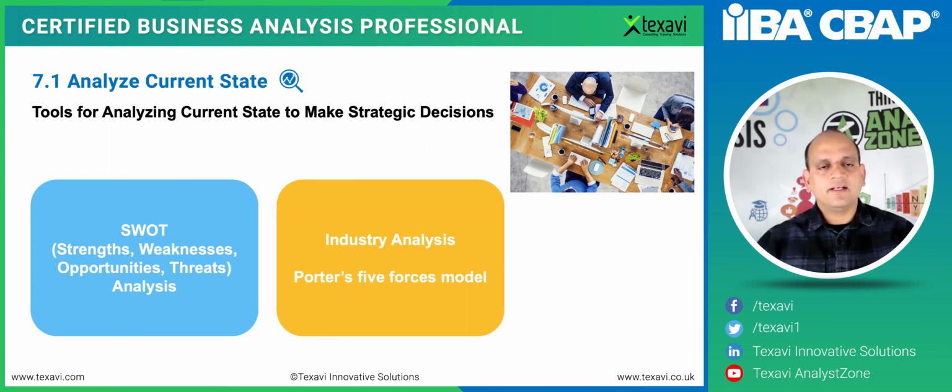So analysis of current state would actually entail understanding the as-is situation, the existing state of affairs, the problem domain, so that you can try and take some strategic decisions in terms of where you want to go. So the vision, the mission, and how you would like to get there. So in that context, you use several techniques. And one of the techniques is SWOT, and the other one is Porter's 5.